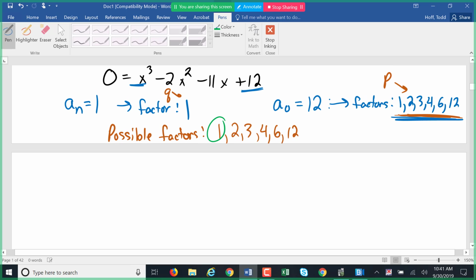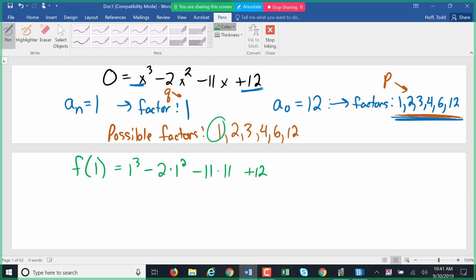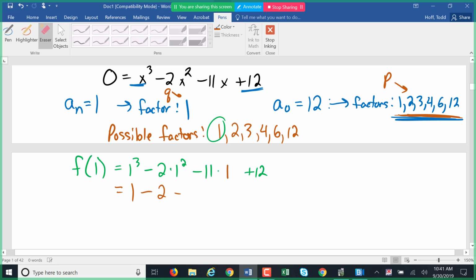Let's test 1. F of 1 is going to be 1 to the power of 3 minus 2 times 1 squared minus 11 times 1 plus 12. That's going to be 1 minus 2. I don't know why I put an extra 1 in there. That's just 11 times 1, not 11 times 11. But minus 11 plus 12.